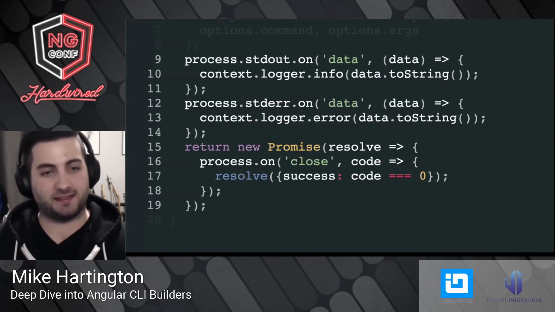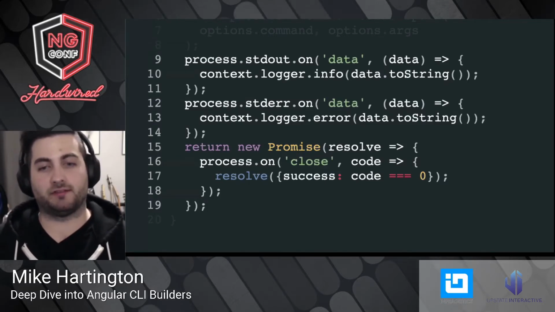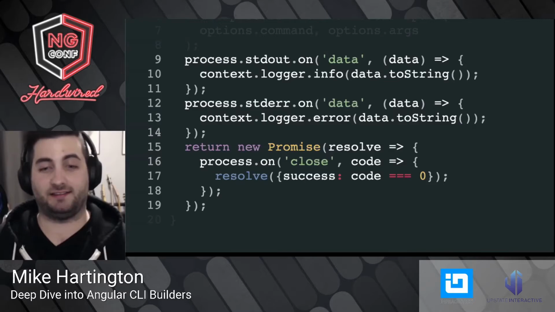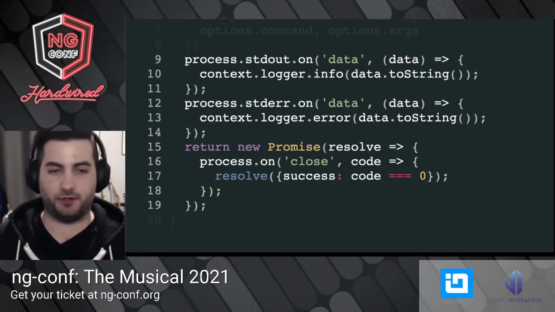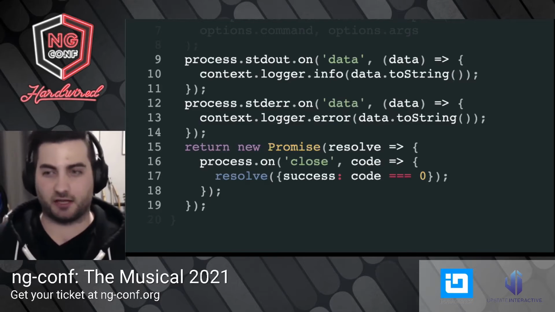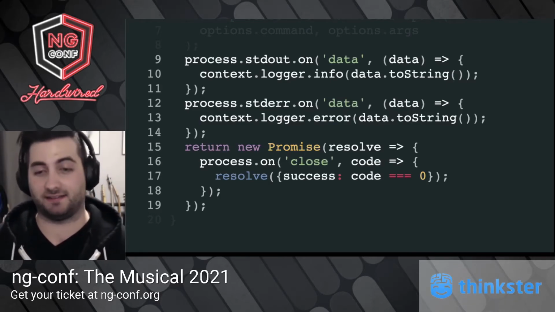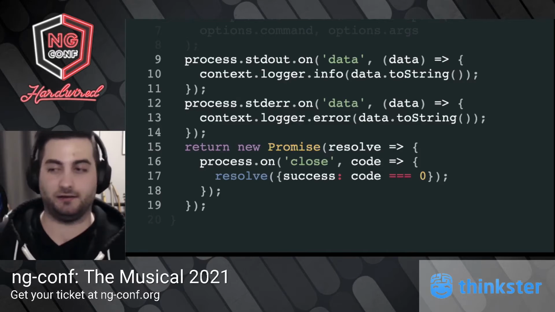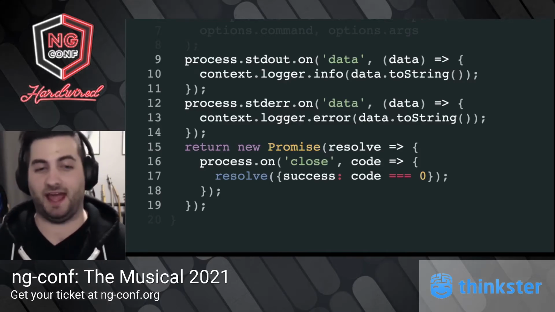Now, the important thing here at the end is that we are going to resolve our promise when the process has closed, and then we're just going to resolve with an object that has a key of success, and it's either going to be true or false based on the exit code. If the exit code is 0, it's true, which means everything has been successful.